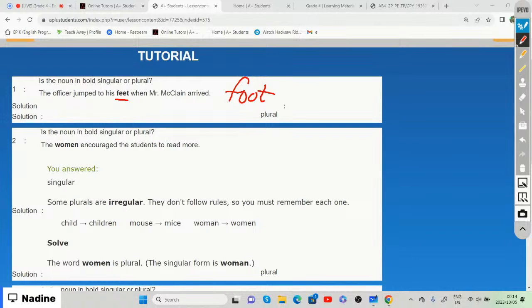But now, if we are making mention of more than one foot, right? Or we're saying my left and right, then we say it is feet, right? So one foot, and then we have feet, two or more feet, or both feet, right? So basically, feet is plural because it refers to more than one foot.